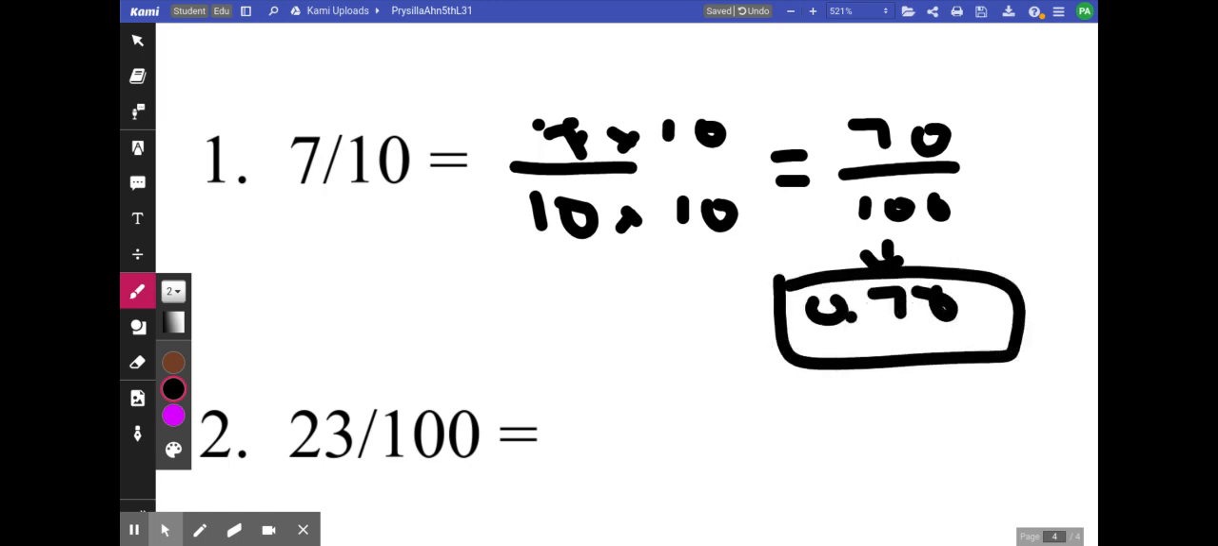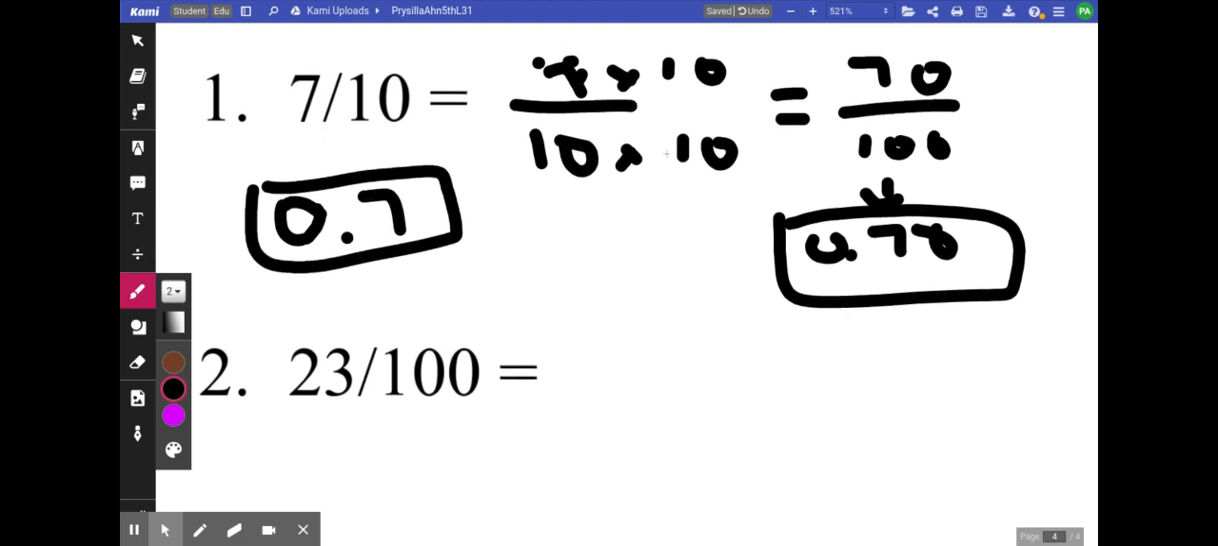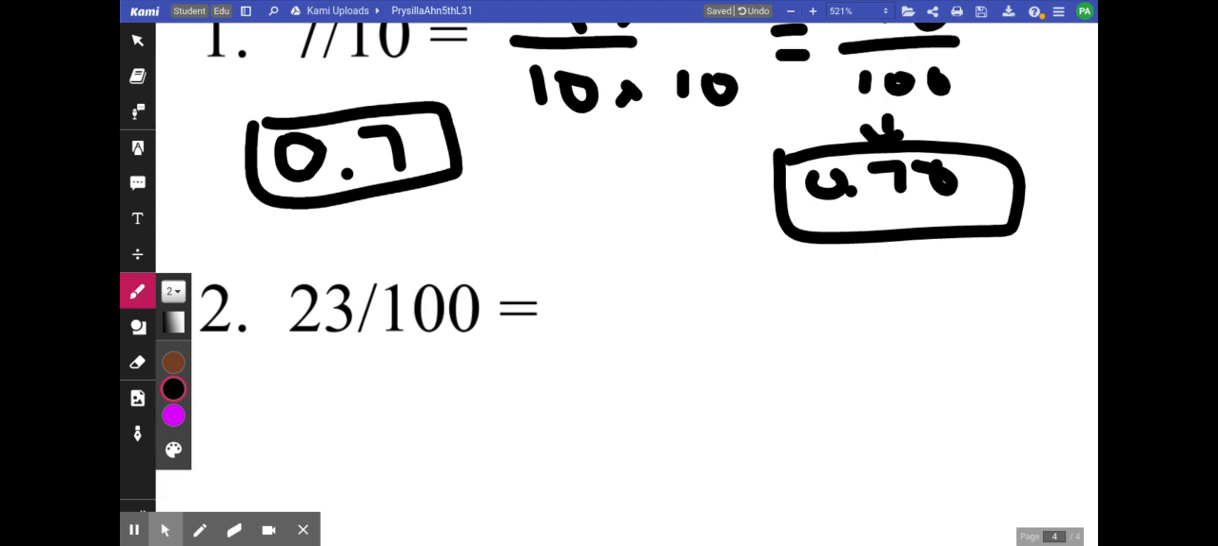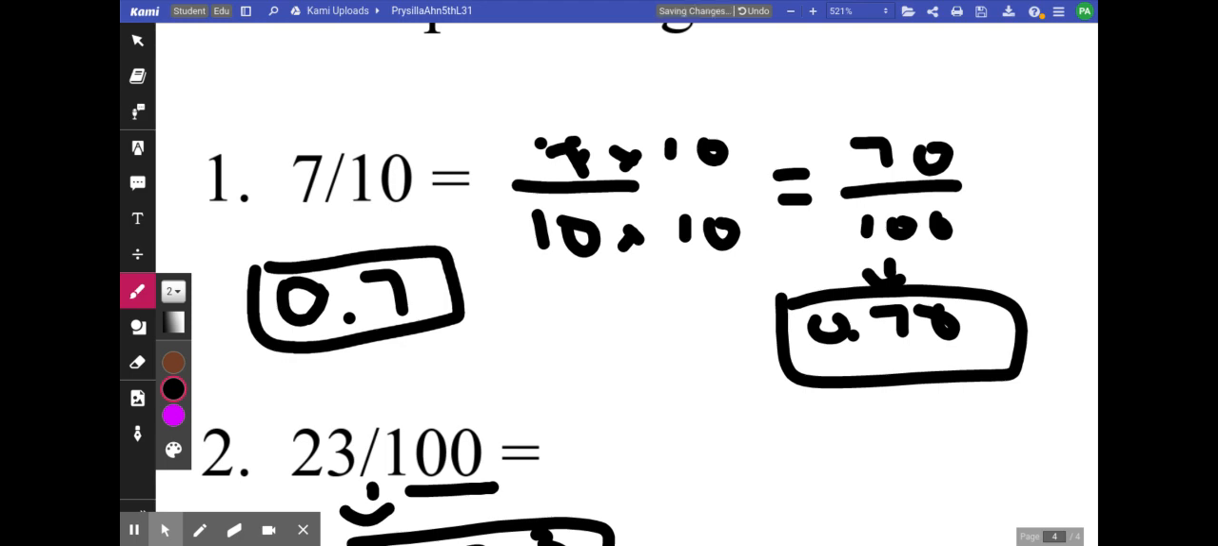Another way you could have looked at this with 10 is very simple. You could have just done plain 0.7. I wanted to show you how it works. And you know, number 2, very simple. It's just straight up 0.23, and we moved to decimals because of the 100. Here we only used one decimal because of the 10, but the thing is, these two are the same, just in case you didn't know.